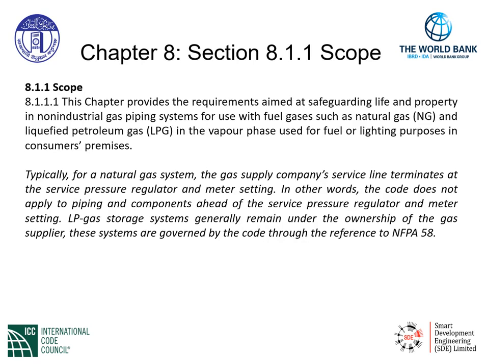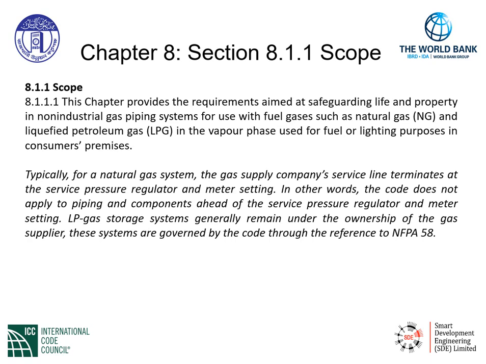Chapter 8, Section 8.1.1, Scope. This is where we begin with providing requirements that safeguard people and property. As stated in this particular section, 8.1.1.1, this chapter provides the requirements that are aimed at safeguarding life, property, in non-industrial gas piping systems.